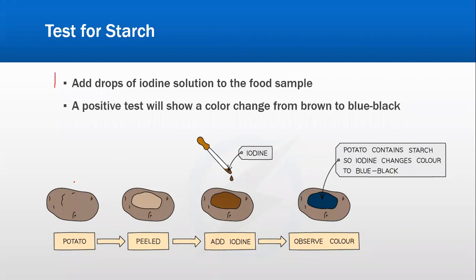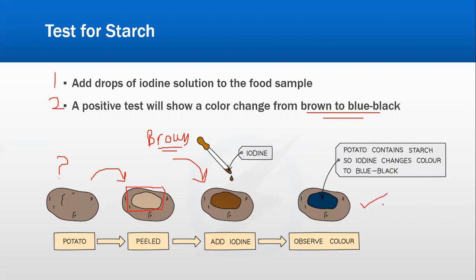हम क्या करेंगे? If we want to check whether this potato contains starch or not, first of all, you're going to peel this potato. Once you have peeled this section of the potato, we are going to add iodine. Now, iodine itself has a color of brown. क्या color होता है? It has an orange-brown color. You're going to add iodine solution, and a positive result would show a color change from brown to blue-black.